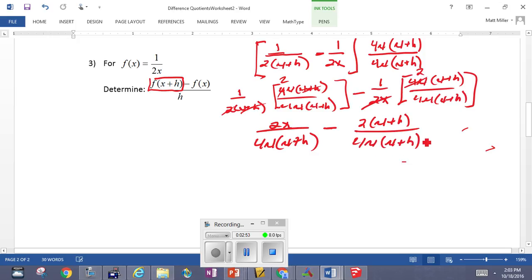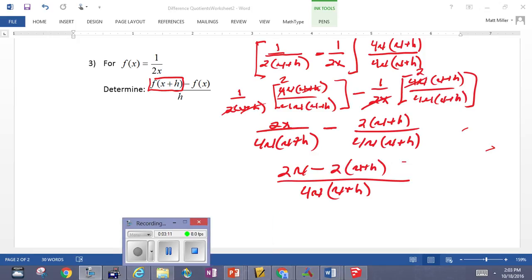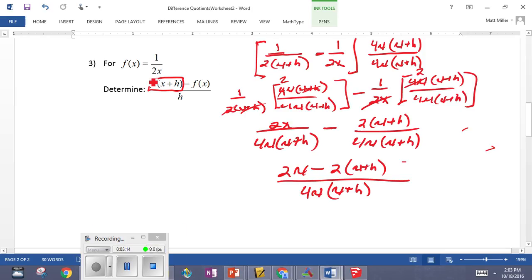Now, they both have the same denominator, so I'm writing it as one fraction with that denominator. Now I bring my numerators, 2x minus 2 times x plus h. Now, a couple things. I'm still at this stage. I haven't brought in this over h yet, so I can do that. Dividing it by h is the same as multiplying it by 1 over h.